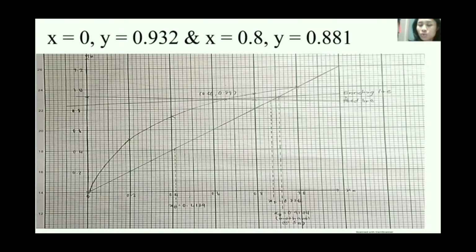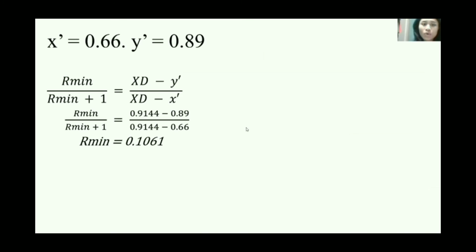Now we need to draw an enriching line. Take this point, make a straight line all the way to the y-axis. At the intersection of these 3 points here, we are going to get 0.66 and 0.89. That is the value of our x prime and y prime. Substitute them into this equation to get our minimum reflux ratio value, which is 0.1061.